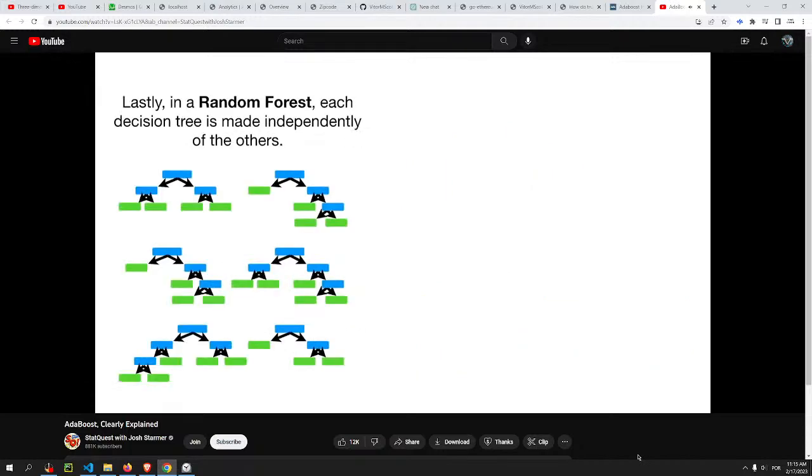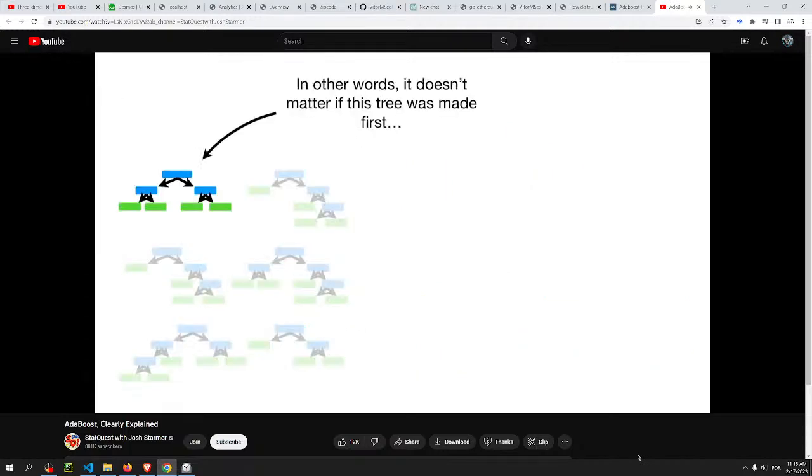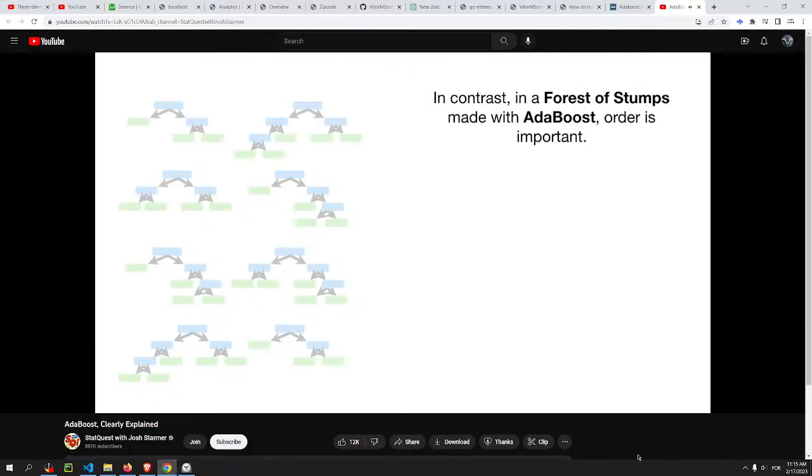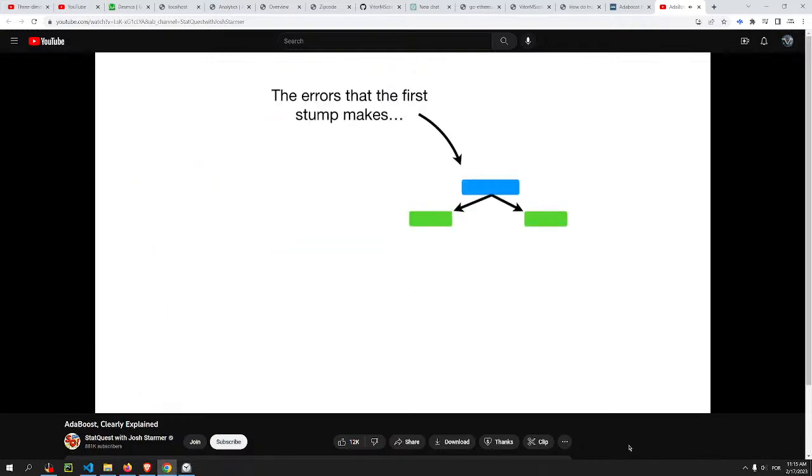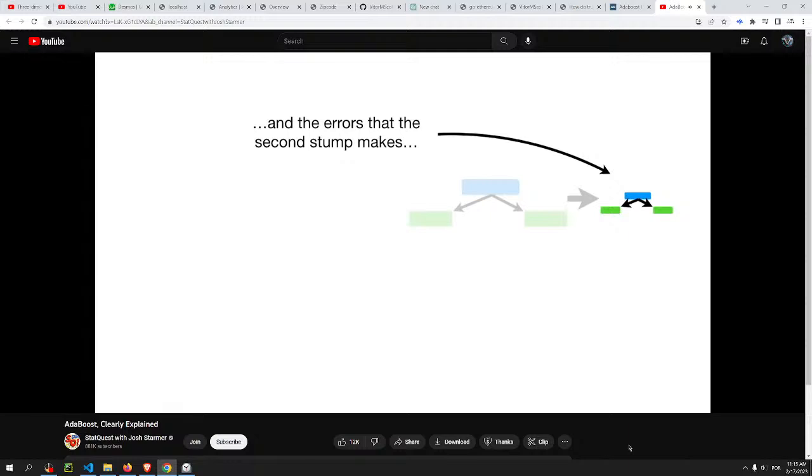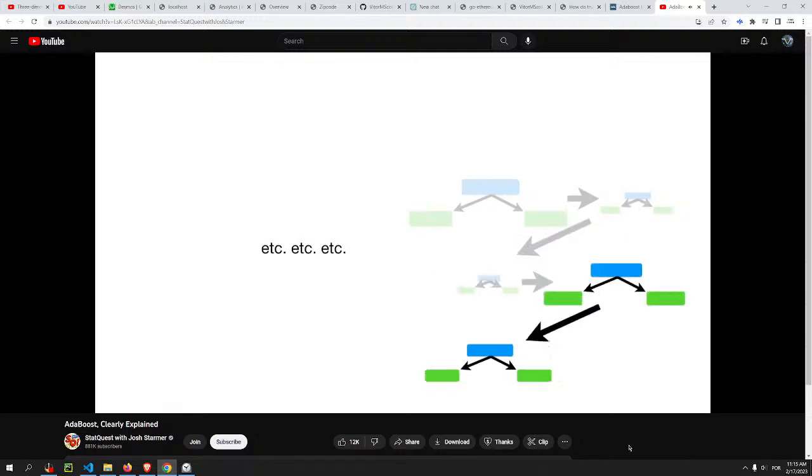Lastly, in a random forest, each decision tree is made independently of the others. In other words, it doesn't matter if this tree was made first, or this one. In contrast, in a forest of stumps made with AdaBoost, order is important. The errors that the first stump makes influence how the second stump is made, and the errors that the second stump makes influence how the third stump is made, etc., etc., etc.